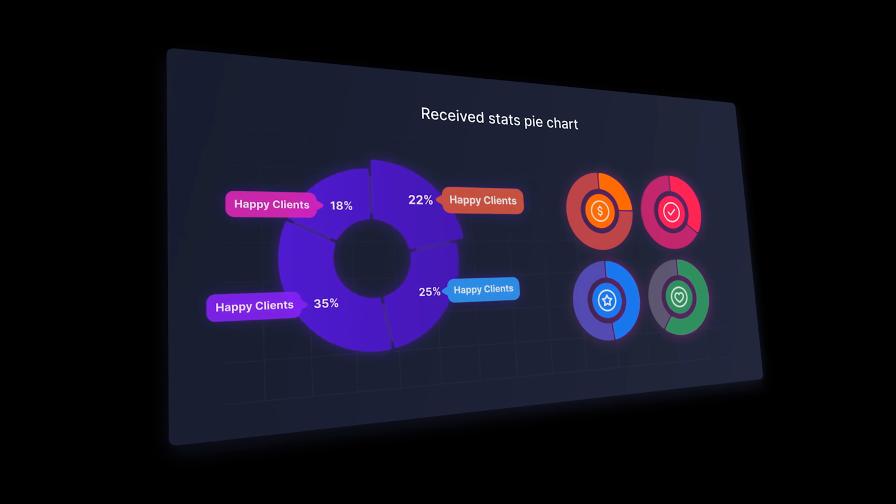Number 3. Legal structure and ownership. Are you an LLC, S Corp, sole proprietor, partnership? Who owns what percentage? And if you have co-founders, spell out the equity split in 1 to 2 sentences. Investors and lenders need this.